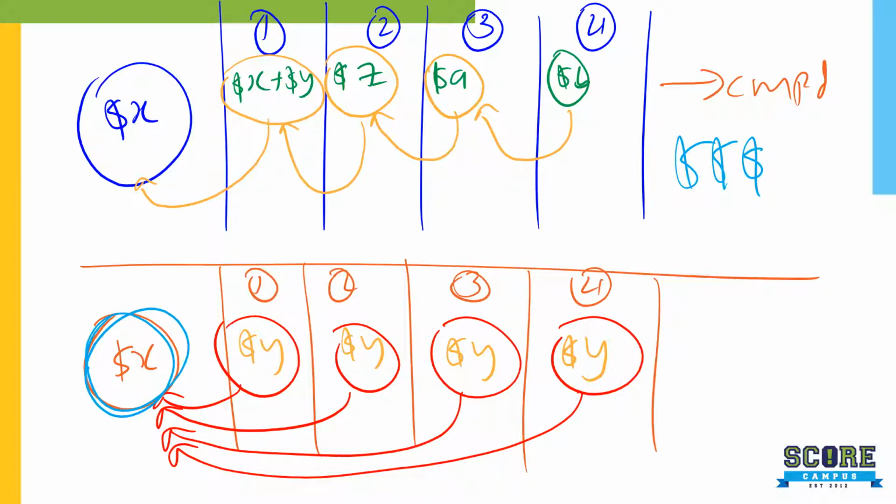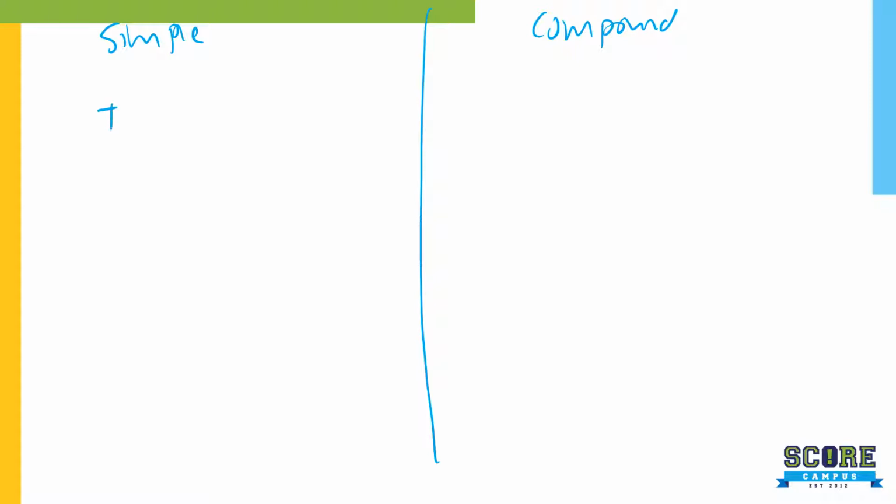Okay, now down to the maths. How do you calculate that? The two formulas you need to know: simple interest here and compound interest over this side. For simple interest, the interest itself equals PRT over 100.